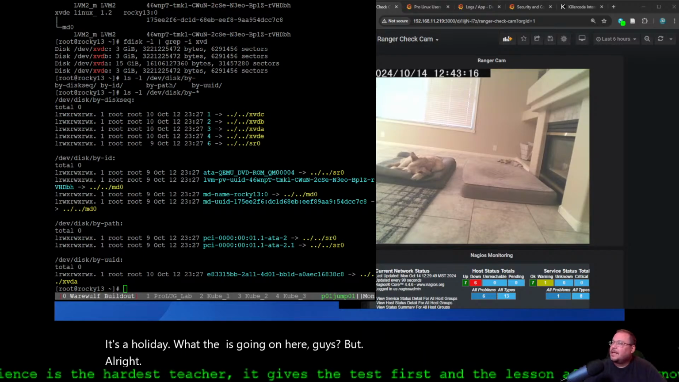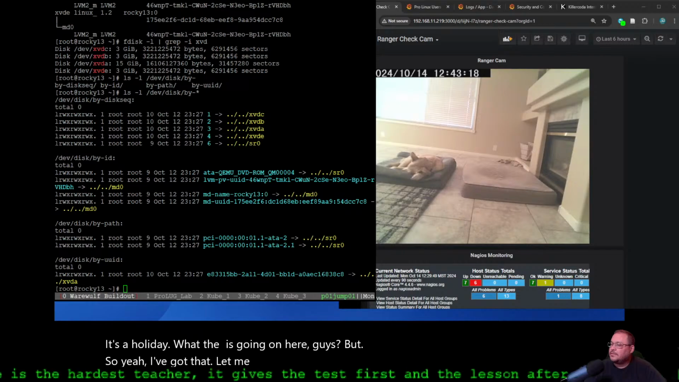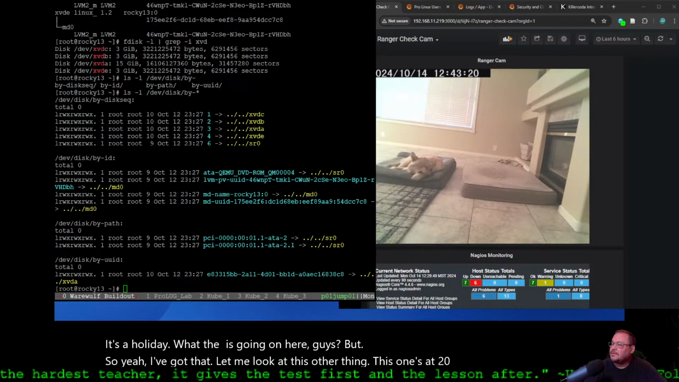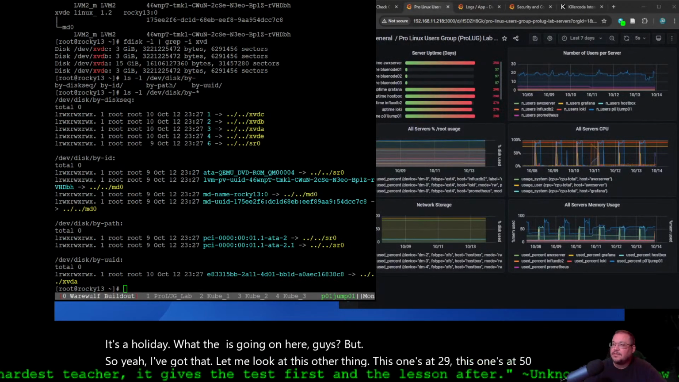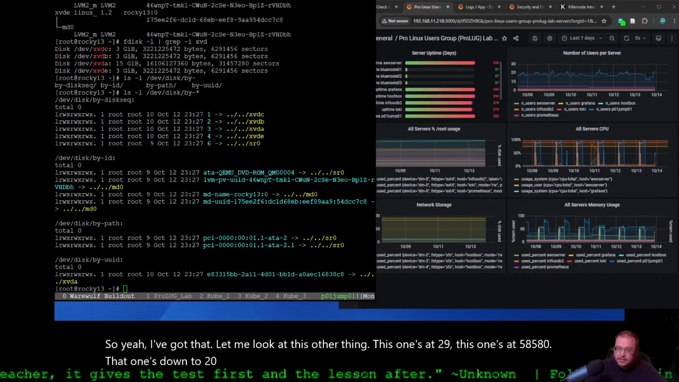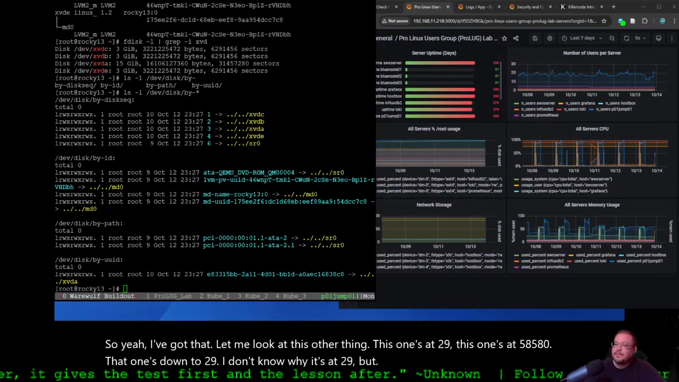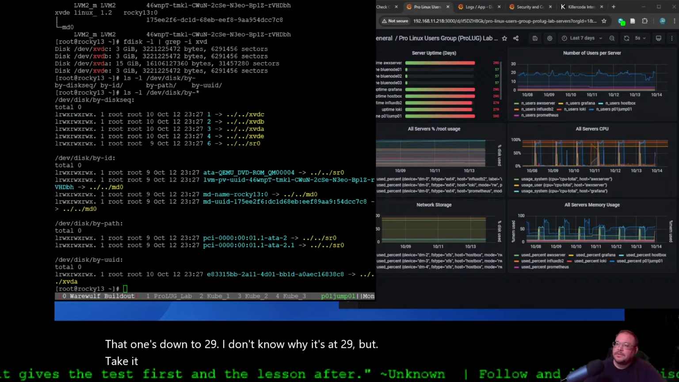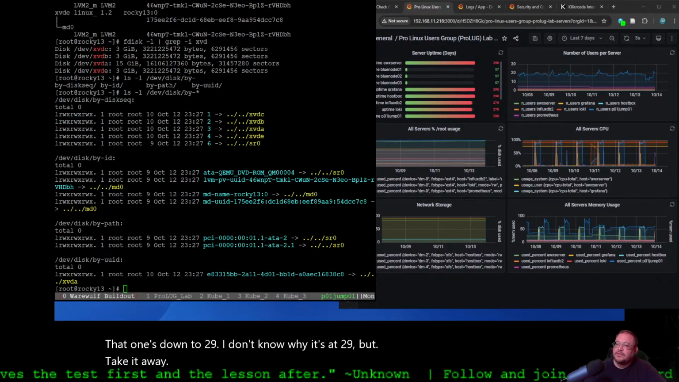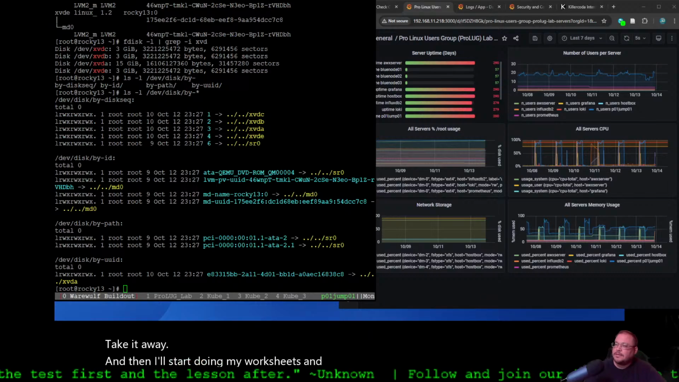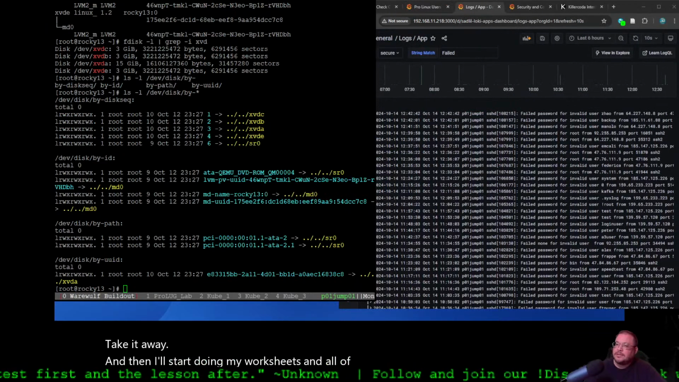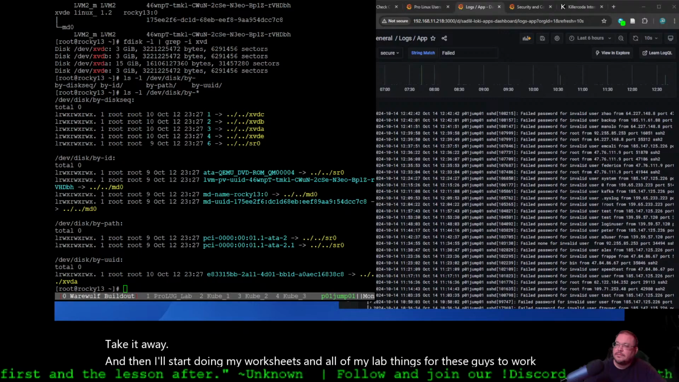So yeah, I've got that. Let me look at this other thing. This one's at 29. This one's at 58. Oh, that one's down to 29, huh? I don't know why it's at 29, but I'll take it. And then I'll start doing my worksheets and all of my lab things for these guys to work on. More content for the training.